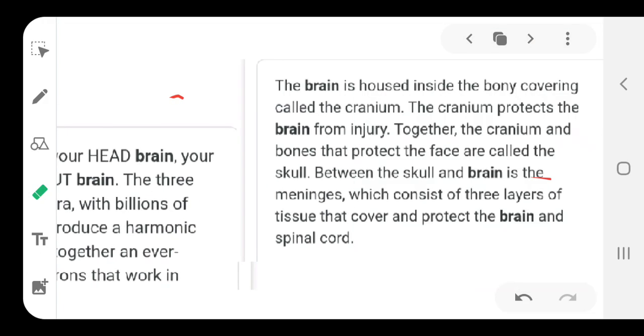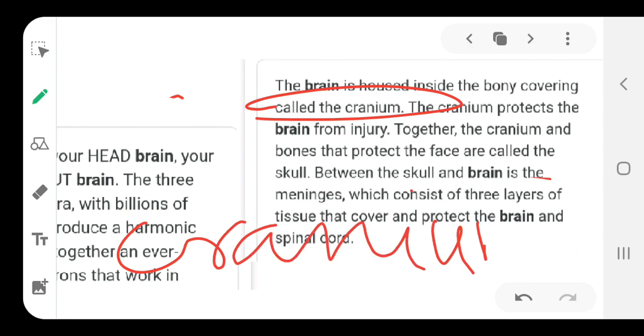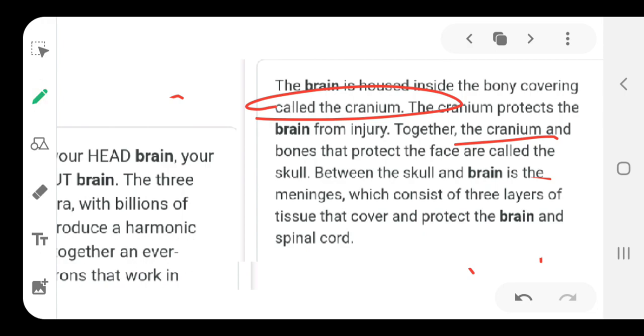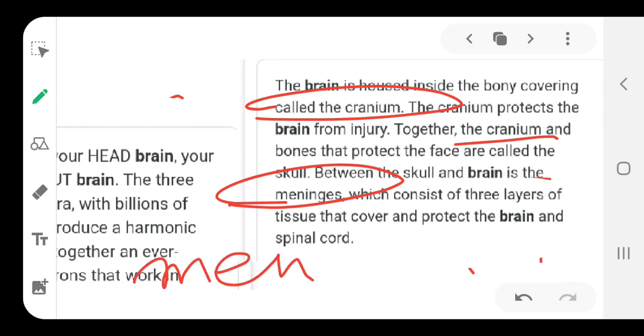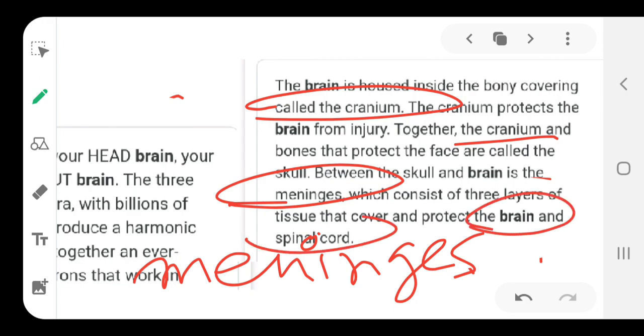As I have told you, the brain is covered by a bone called the cranium. So write down this name, cranium. It protects the brain, and the cranium and the bones that protect our face are together called the skull. This brain is further protected by three layers, which we call meninges. Write down this name. We'll learn about meninges as we proceed in the tutorial. These layers protect the brain as well as the spinal cord.